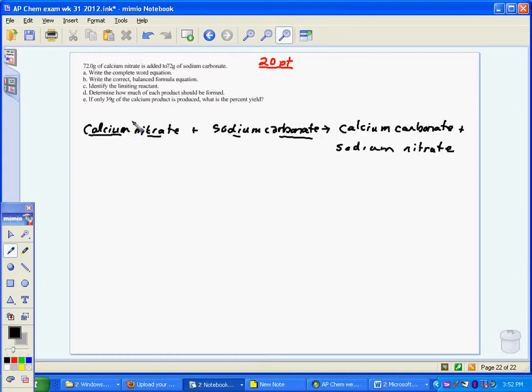That was, I think, 1 point. Now this one, the next step we've got to translate. This is where I can tell whether or not you know how to go from your names to your formulas. Okay, calcium nitrate. That's a calcium with a +2 charge. Remember, nitrate has a -1 charge. So we've got to have 2 of them. So calcium nitrate.